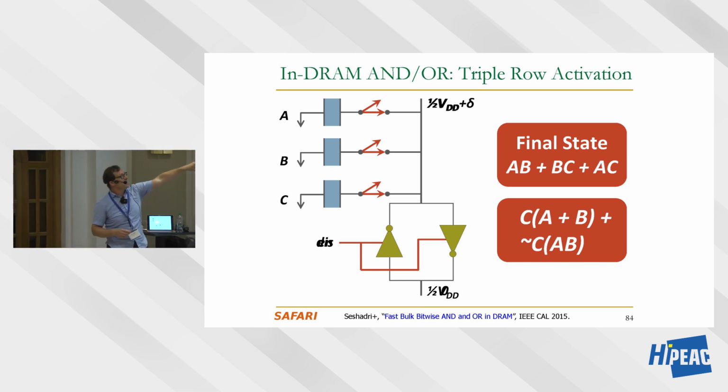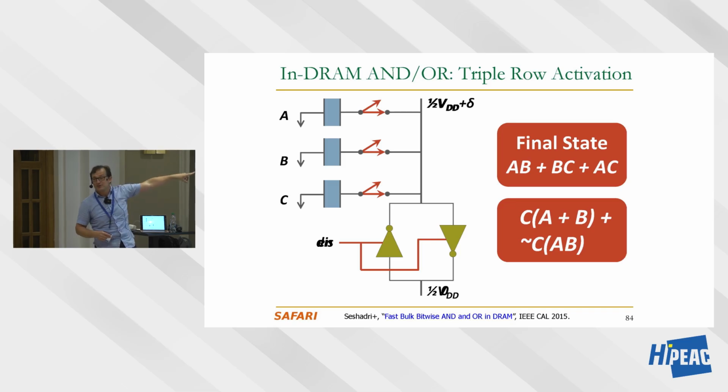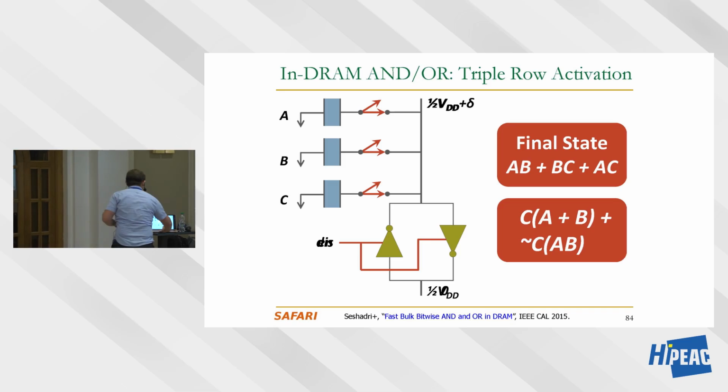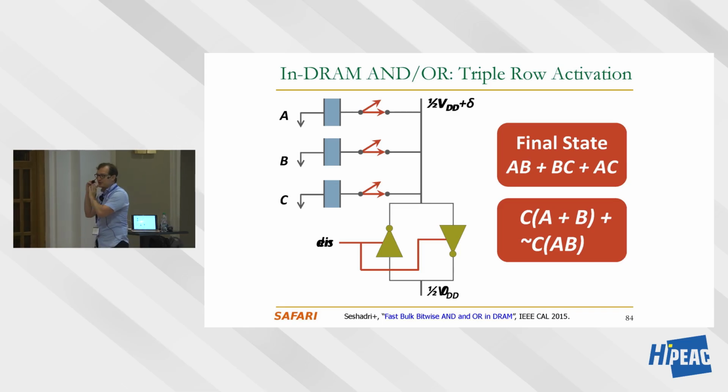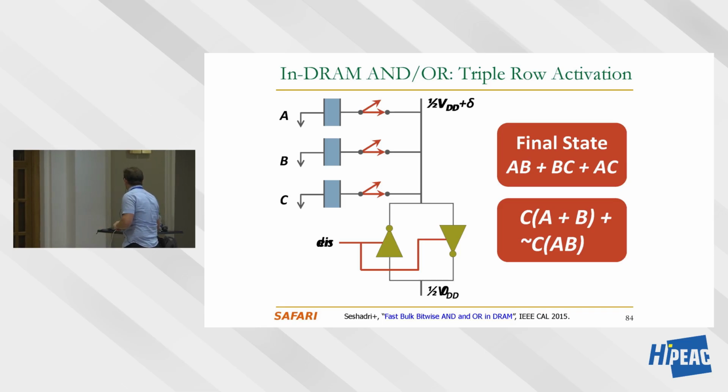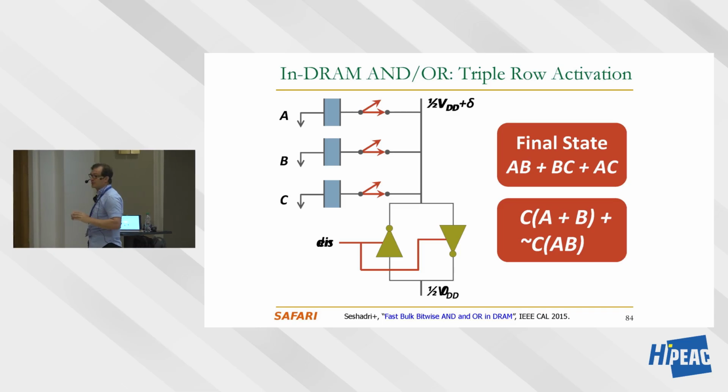So again, this is the same subarray. Now I have 3 rows over here, A, B, C, and I've connected them to a sense amplifier. Same picture that I showed you earlier, different colors. Imagine we're going to do this operation across the entire subarray, 8 kilobytes. Assume that we concurrently activate all 3 rows. This is called triple row activation.